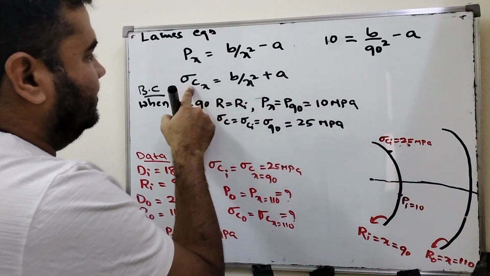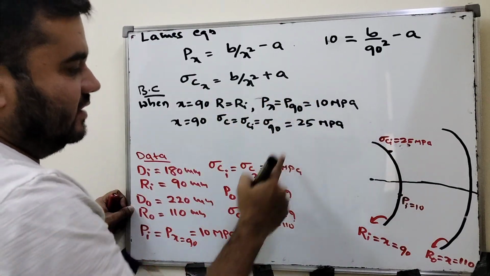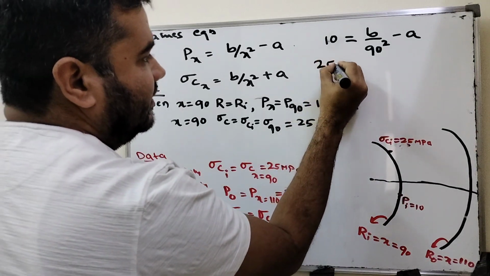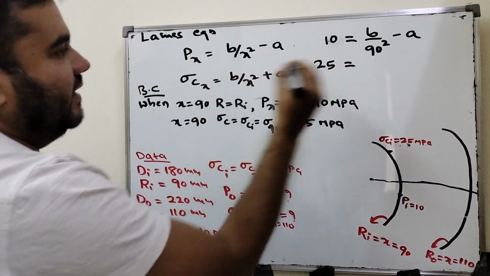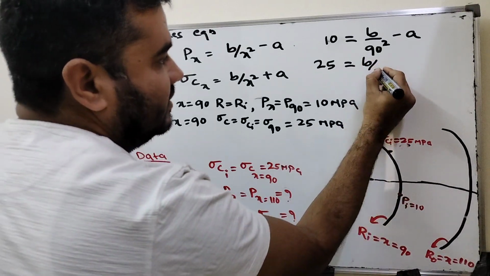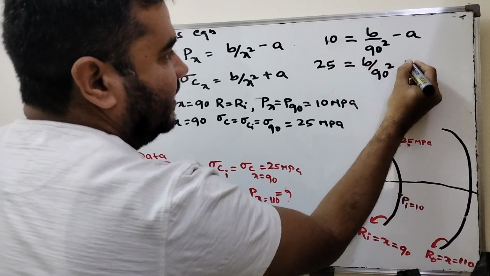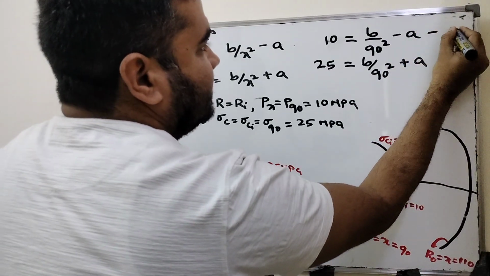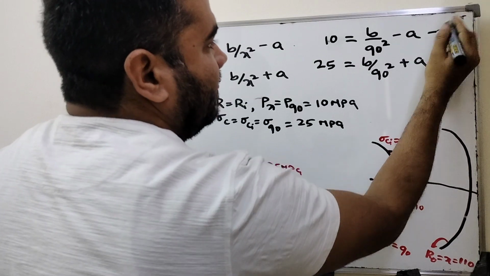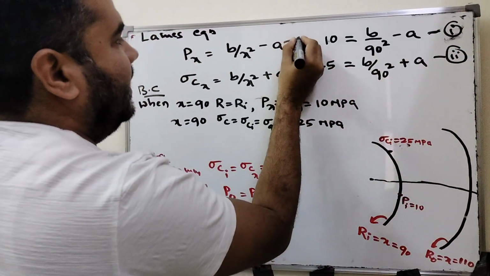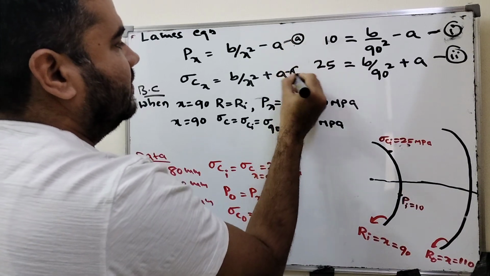Next, the second one. So stress is how much? It is 25 MPa at a distance of 90. Therefore 25, here I am writing b by x square. x is how much? It is again the same, in the inner wall, it is 90 square plus a. Call this one equation 1, and this one equation 2. This is a and this is b.